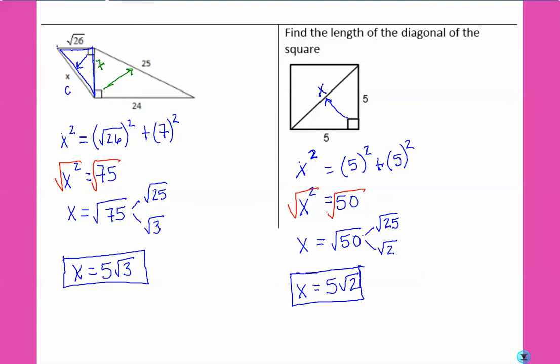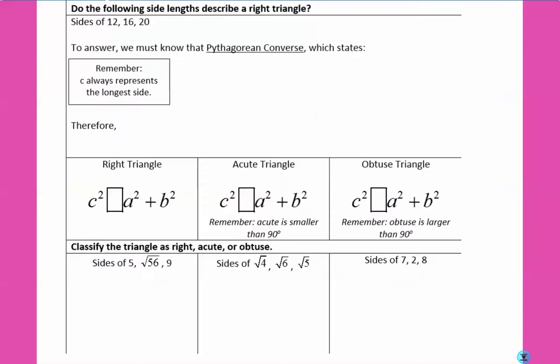Now let's talk about the Pythagorean Theorem converse. Do the following side lengths describe a right triangle? And it gives us the sides of 12, 16, and 20. And this is what we're going to use the Pythagorean converse for. This states if c squared equals a squared plus b squared, then the triangle is a right triangle.